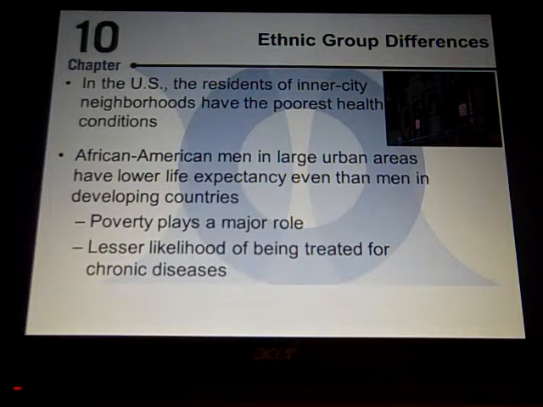Poverty plays a major role. There are a greater proportion of African Americans who are poor relative to other ethnic or racial groups. Also, African American men have a lower likelihood of being treated for chronic diseases.